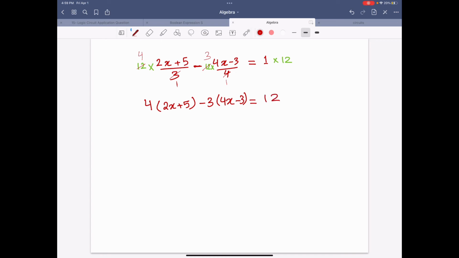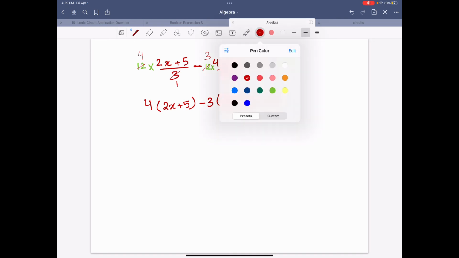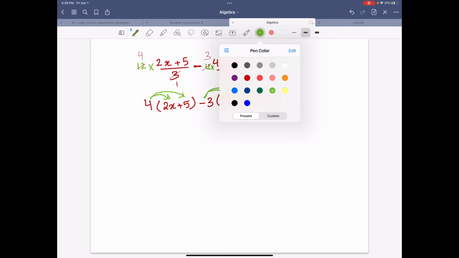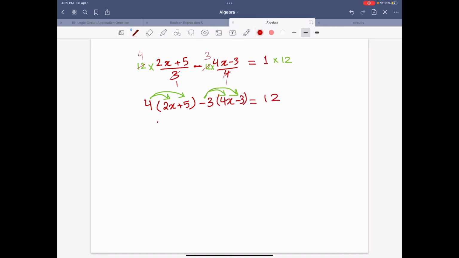And then now I have to expand because I have those brackets. I need to make sure I expand here, and I need to make sure I expand here to open up those brackets. 4 times 2x is 8x plus 20. And then here for the second number, please treat this as a negative 3. It's not just a 3, it's a negative 3. So negative 3 times 4x is negative 12x. Then negative 3 times negative 3 is positive 9 equals 12.